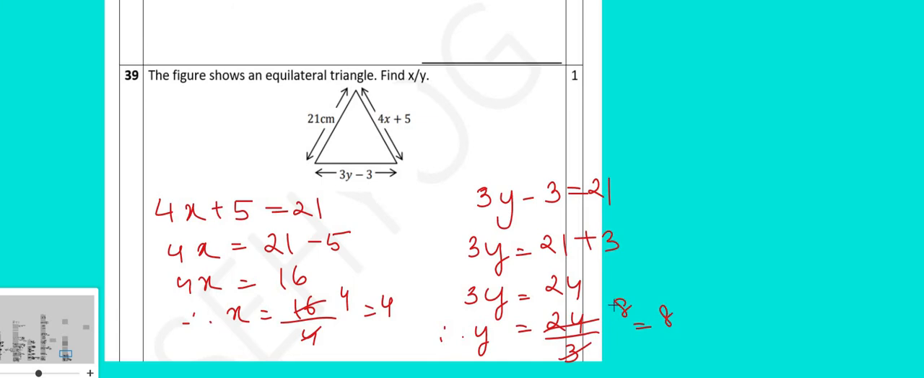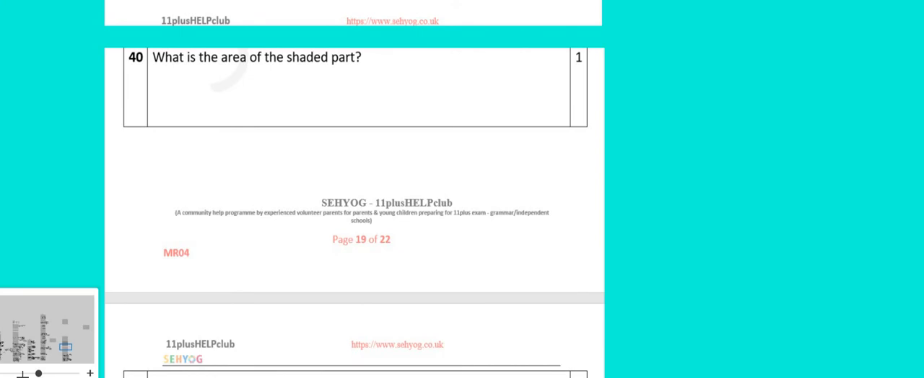So now the value of x and y is known to us. So now x by y is equal to 4 by 8, which if we divide and reduce it to their lowest terms, dividing it by 4, we will get 1 by 2, which is half. And this is our answer for question number 39. Looking at our next question, that is sum number 40.